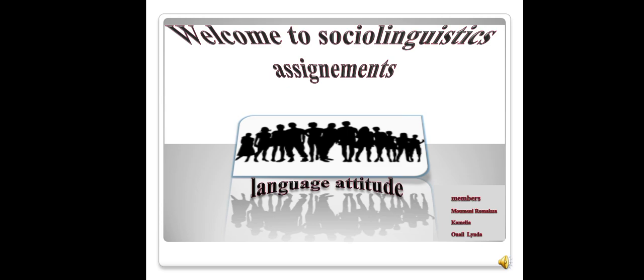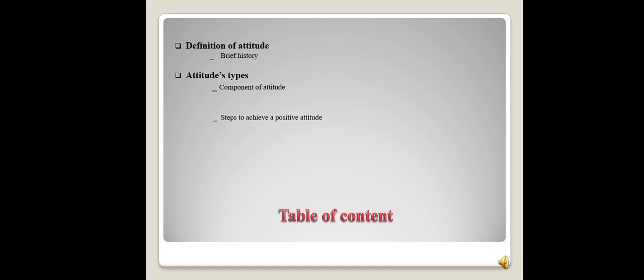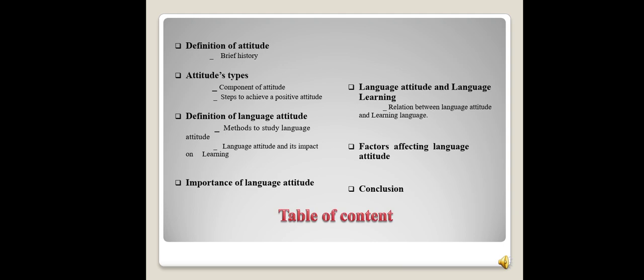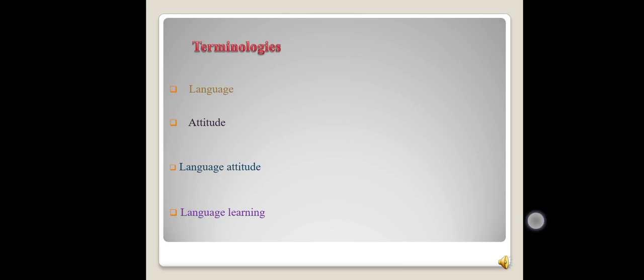We will discuss language attitude, which is presented by Rumaisa, Camilla, and Linda. First, we have our table of contents, which includes, firstly, a definition of attitude and its types. Then we move on to language attitude as a definition, its importance, its relation to learning language, and the factors affecting language attitude. Finally, the conclusion. But before we start, there are some basic terminologies that our audience must understand to clarify our subject. The terminologies are language, attitude, and language learning.